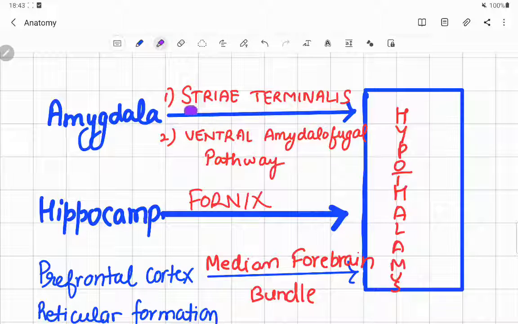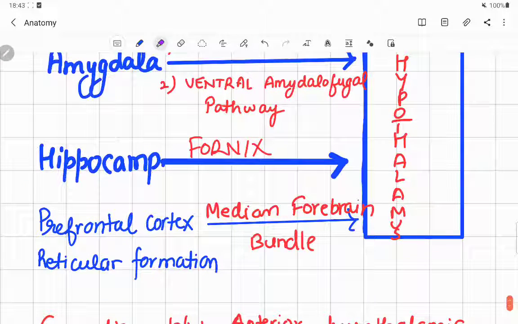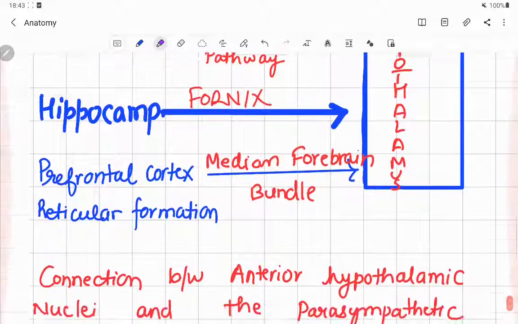This is not at all important. You have to just remember this one: the connection between the amygdala and hypothalamus is called the stria terminalis. The next is the connection between the hippocampus and hypothalamus, which we have already seen earlier, which is called the fornix.